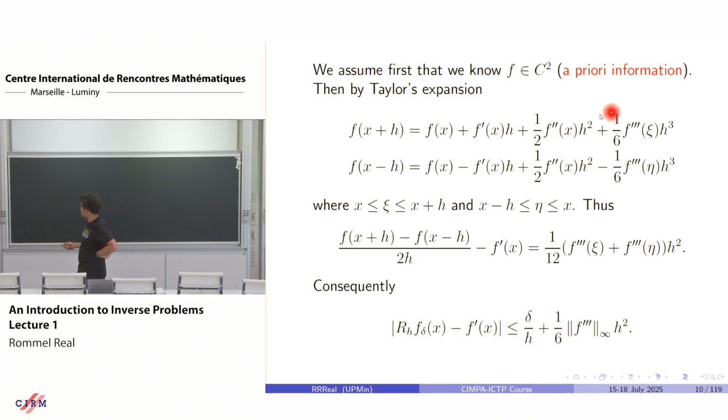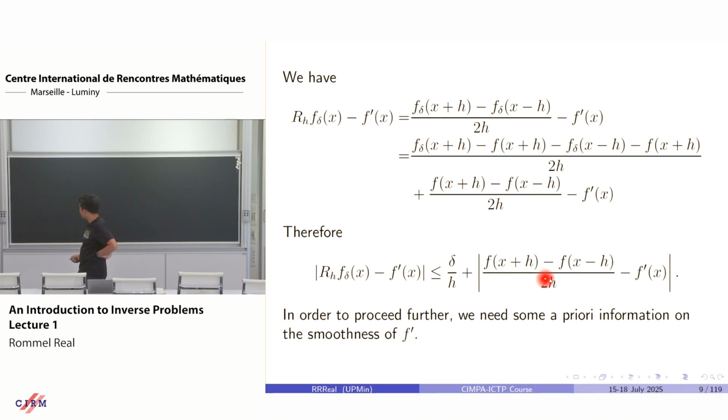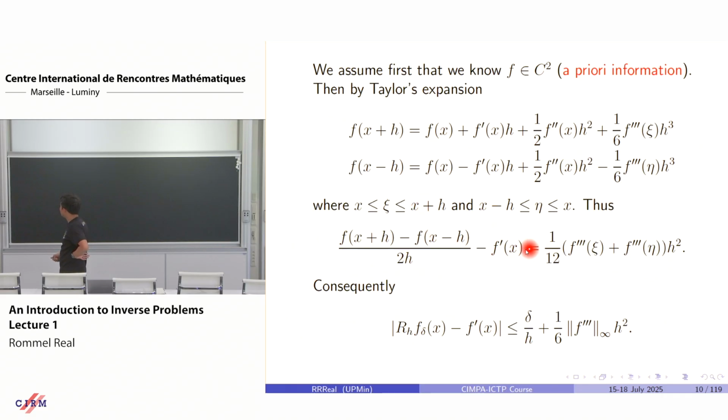By Taylor's expansion, we can expand f of x plus h and f of x minus h in this way. And then if you compute this quotient here using the Taylor expansion and subtract f prime of x, this will be equal to this one. And then you take the bound on both sides and use the definition of the infinity norm of the third derivative of f, then you will have this much more useful bound of the central difference approximation and the exact and inaccessible f prime.